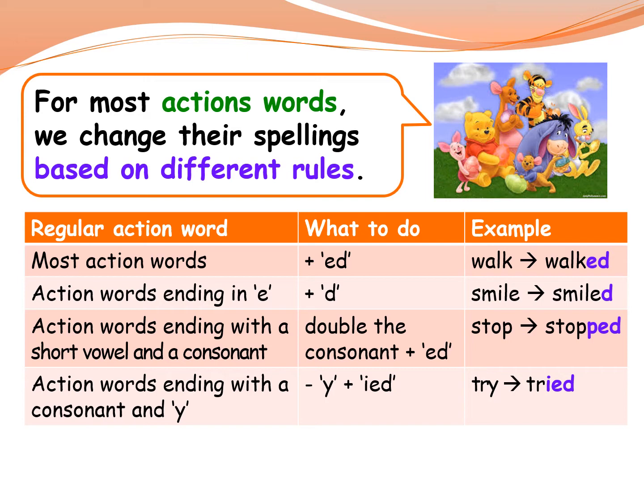And for those action words ending with a short vowel and a consonant, what we need to do is double the consonant and then add ed. For example, stop is a short word with a short vowel and the consonant p. So when we change stop to its past tense, we double the p before we add ed.